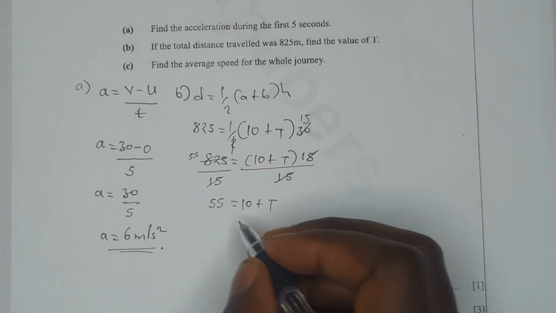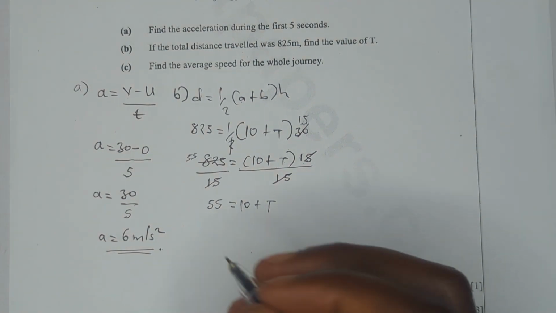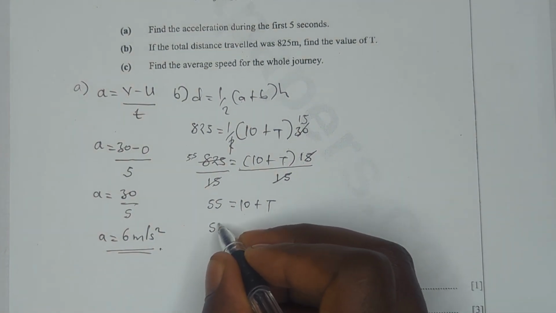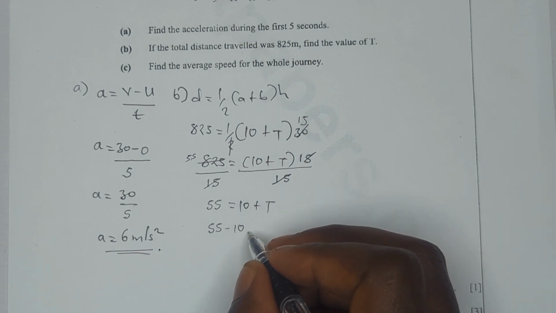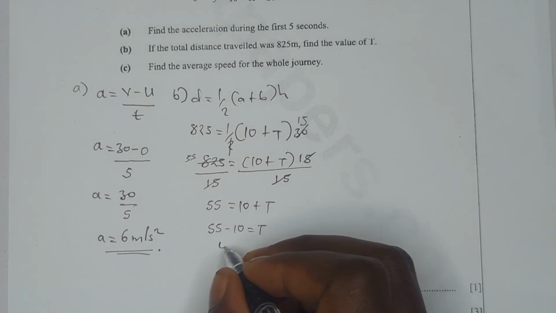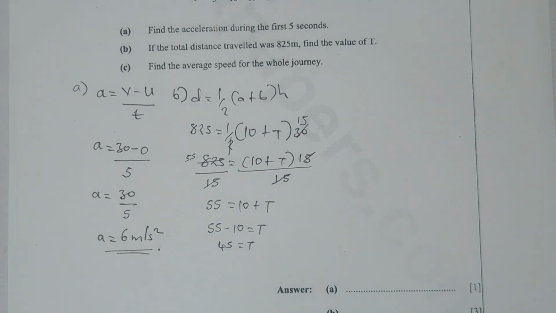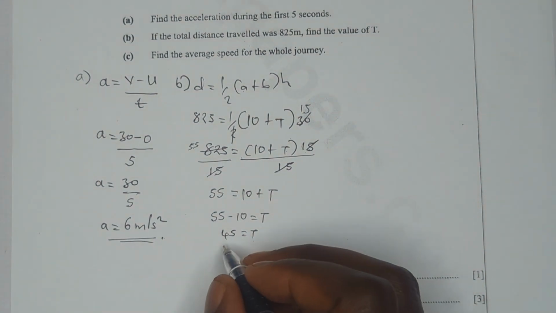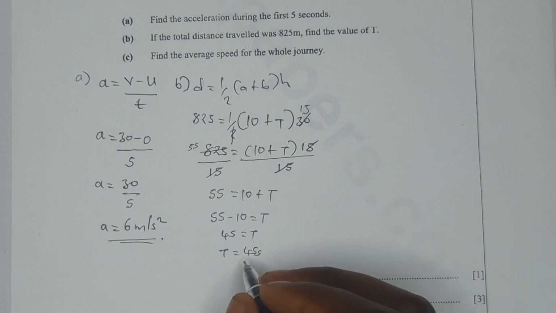To find the value of t, this 10 will cross the equal sign. As it crosses, it becomes negative. So this will be 55 minus 10 is equal to t. 55 minus 10 will be 45. Therefore, the value of t is equal to 45 seconds.